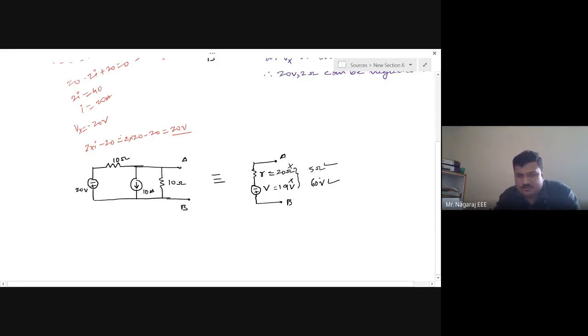Okay. So these are very simple examples in source transformation. We haven't entered into source shifting. The complexity rises there when we go for source shifting, a little bit more than this.